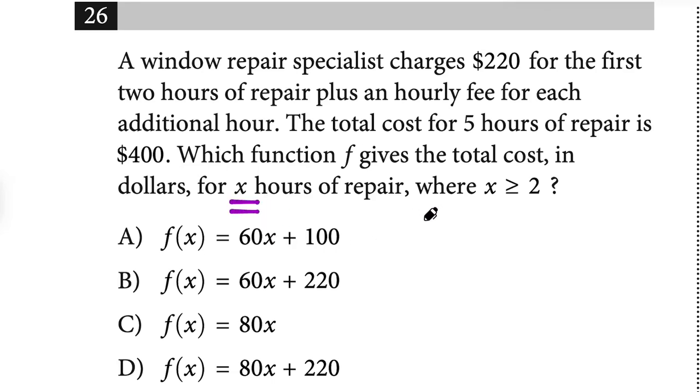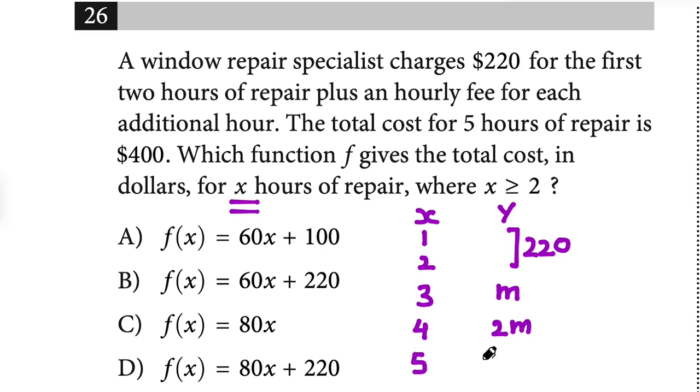Okay. So that means if I write the data x and y, x is the number of hours and y is the cost he is going to charge. So for the first and second hour, he is charging $220. For the third hour, there is some additional fee which we don't know, let's call it M. Fourth hour, he has to pay it twice. And the fifth hour, he has to pay 400. That is given to us, right?